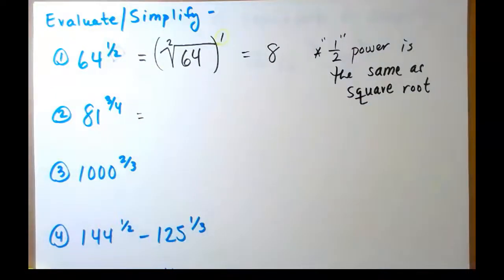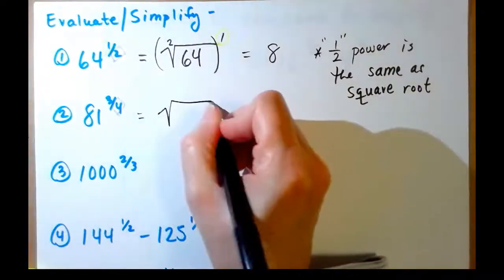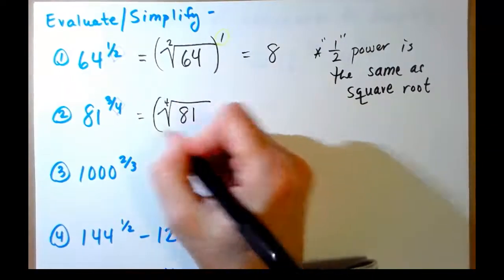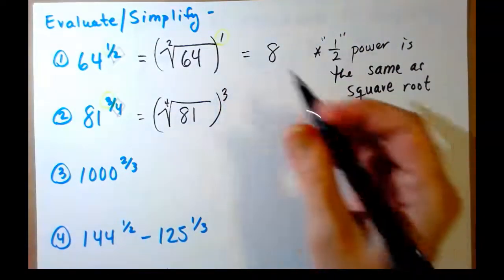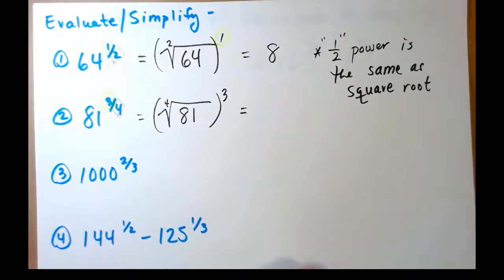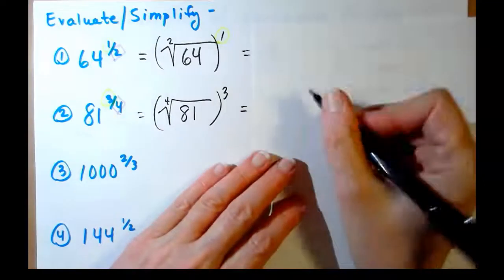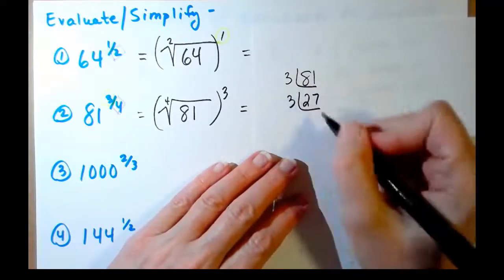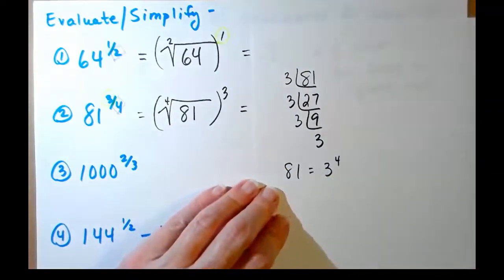So once again, the denominator of our fractional exponent is the index of our radical. So we have a 4th root of 81, and that 4th root of 81 is being raised to the 3rd power. The 4th root of 81 is one that we have seen a few times while doing our practice problems. If we were to make a factor ladder for 81, 81 divided by 3 would be 27, divided by 3 would be 9, divided by 3 would be 3. So 81 is actually 3 to the 4th power.